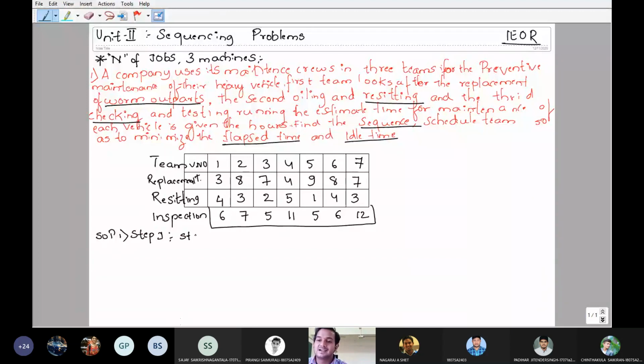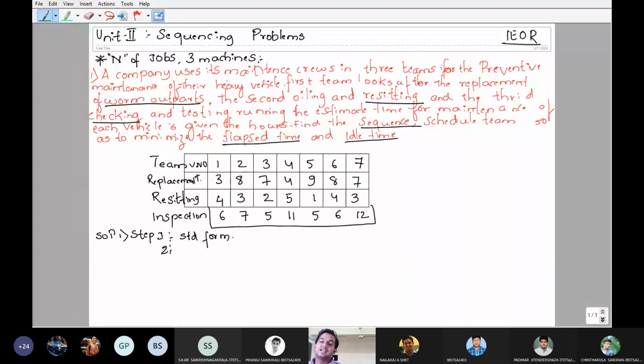The first step is to make the standard form. What is the standard form? Here the vehicle numbers are given as 1, 2, 3, 4, 5, 6 and 7, and it is in the standard form. And step 2 says that we have to find all the replacements.